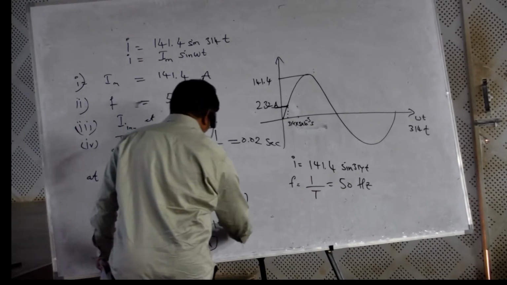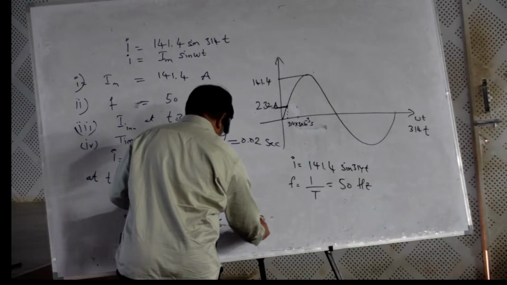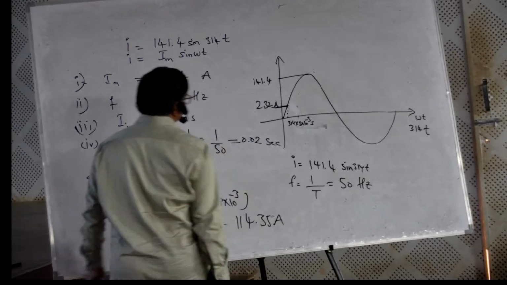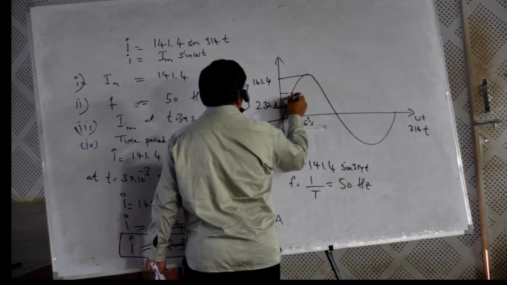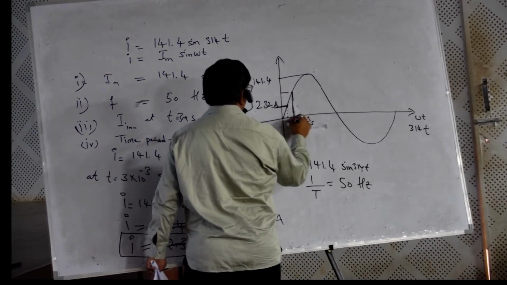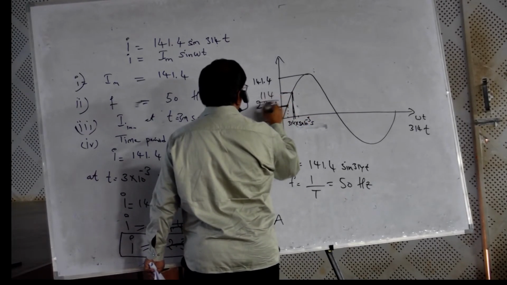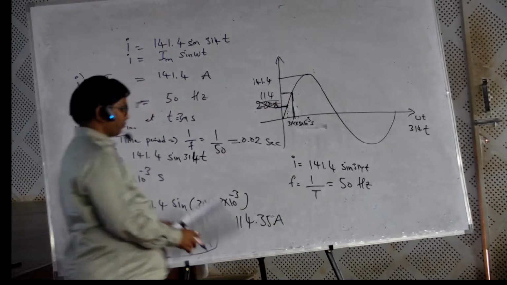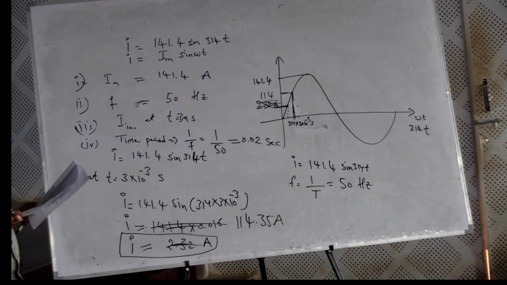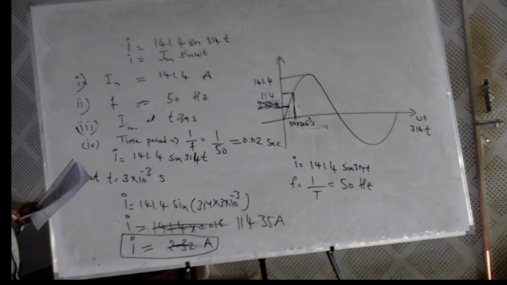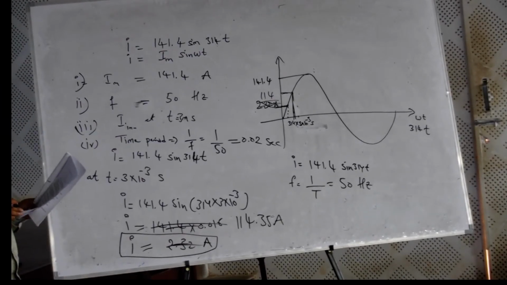It is 114.35 amps. 114 means here, not this one, maybe here. At 3 milliseconds this is the 114. Okay, sin 314 into 3 into 10 to the power minus 3, convert into radians.